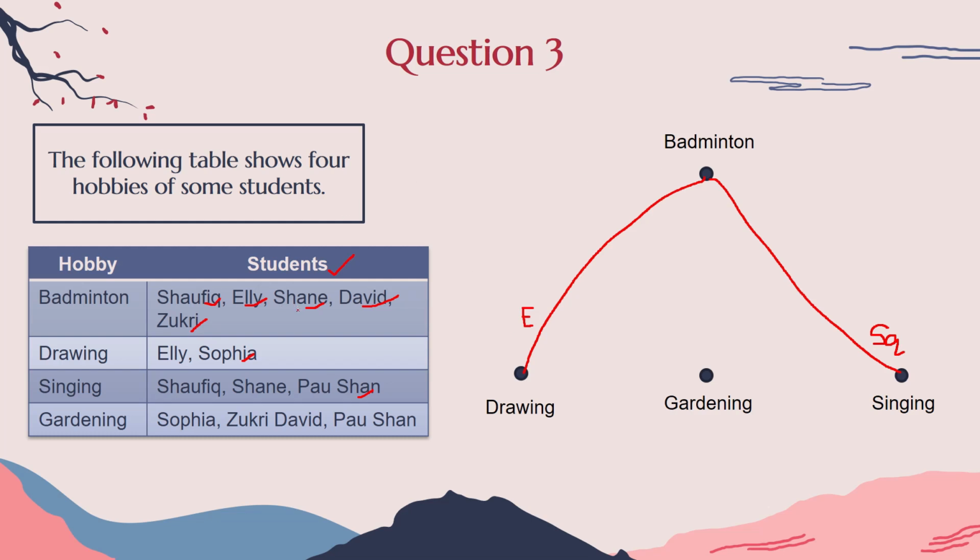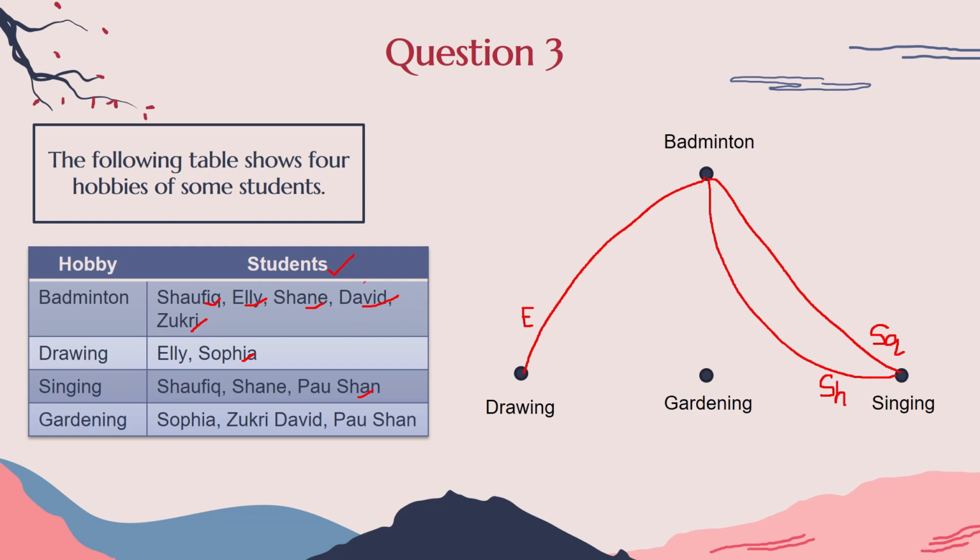Now is Shane. The first hobby for Shane is badminton too, and the second one is singing. Same as Shafiq, am I right? Yes. First is badminton and then singing. So there are multiple edges here between badminton and singing. Now we draw another edge. This edge represents Shane. I label this as H. This is Shane.